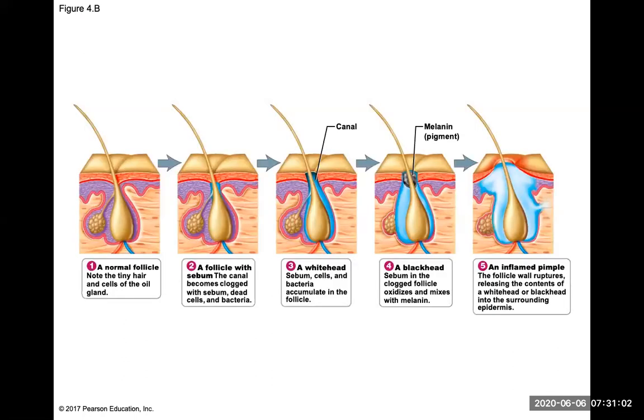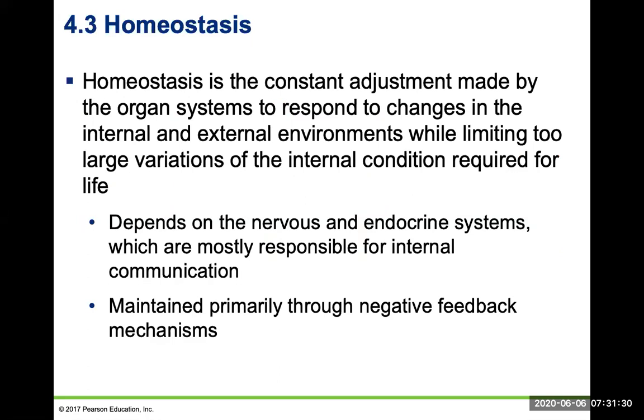So this is a look at how acne will form: a normal follicle, a follicle with sebum or oil, and then a white head, where sebum, cells, and bacteria accumulate in the follicle, and a black head, where sebum in the clogged follicle oxidizes, mixes with melanin, and causes it to become dark. In an inflamed pimple, the follicle wall will actually rupture, releasing the contents of a white head or a black head into the surrounding epidermis.